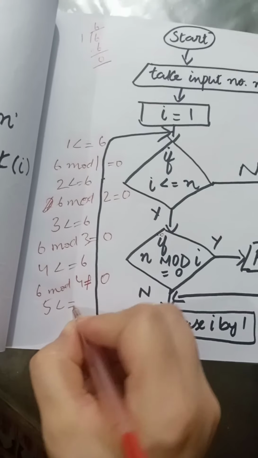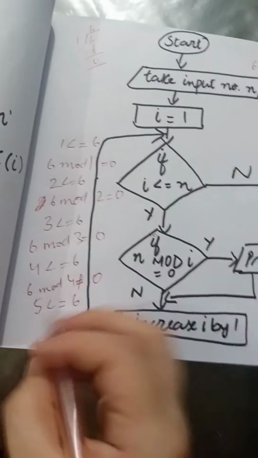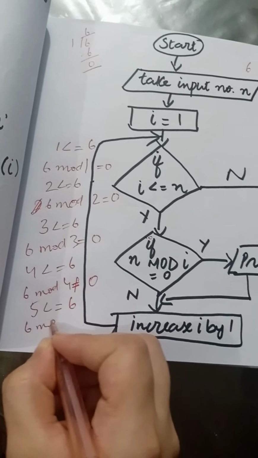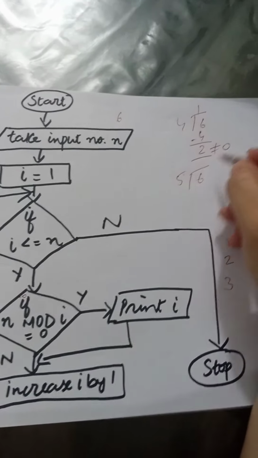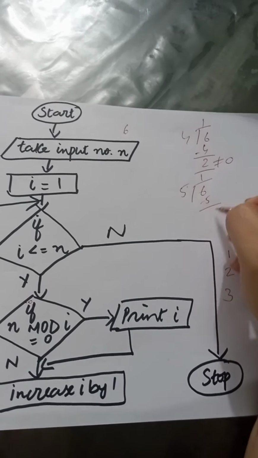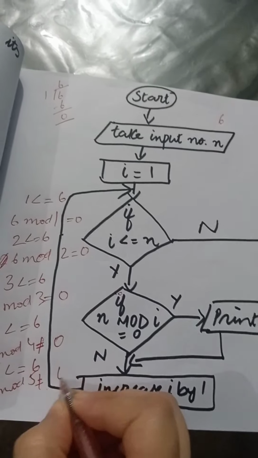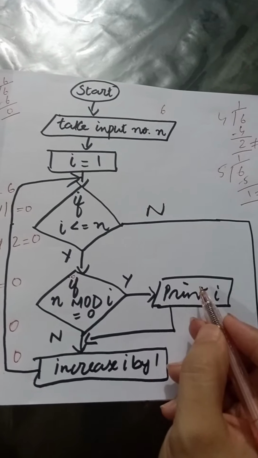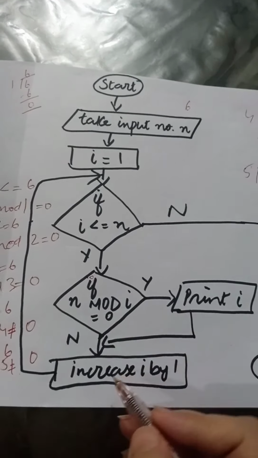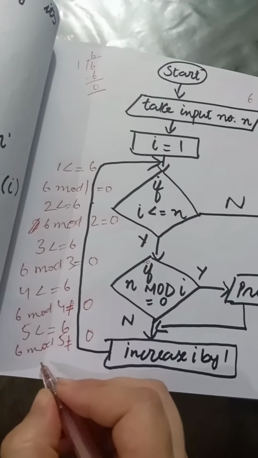Again check, 5 is less than or equal to 6. Yes. Now take the modulus of 6 with 5. When we take the modulus of 6 with 5, the remainder is 1 and it is not equal to 0. So 6 mod 5 is not equal to 0. The flow will not move towards the print option. Instead, it will move towards the no option and increase the value of I by 1. And now the value of I will become 6.